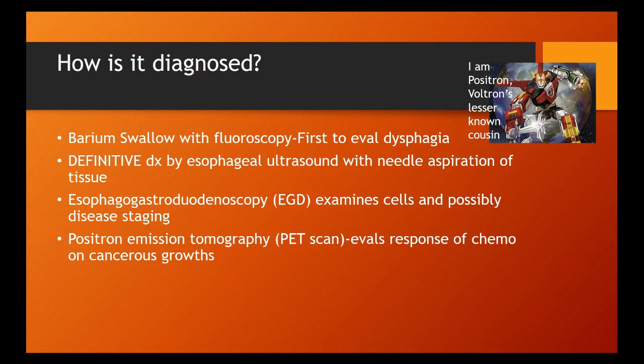And then we have things like esophagogastroduodenoscopy, EGDs. It's a little easier to say EGD. This examines the cells and possibly disease staging. There's also positron emission tomography, or PET scans as it's most commonly called, and it evaluates the response to chemo on cancerous growth, just to measure its efficacy.